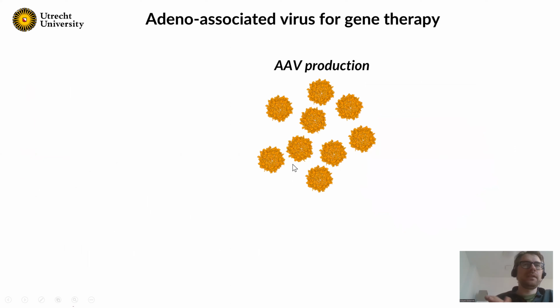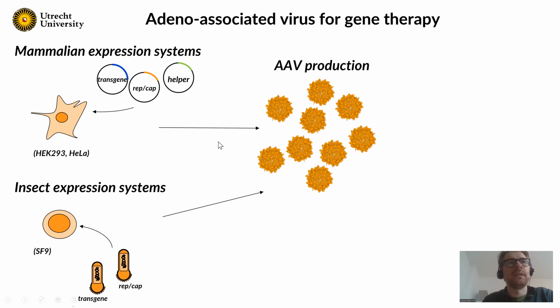Of course, in setting up a gene therapy with the AAVs, an important part is the production of the AAVs themselves. So for this talk, I will quickly discuss two of the main production platforms that can be used: basically, a mammalian-based expression system or an insect cell-based expression system. If you use a mammalian-based expression system, you can use HEK cells or HeLa cells, and they then need to be transfected with different plasmids in order to produce the AAVs.